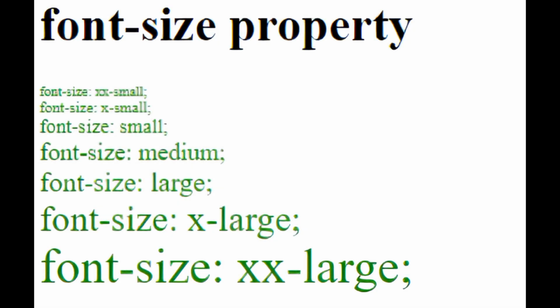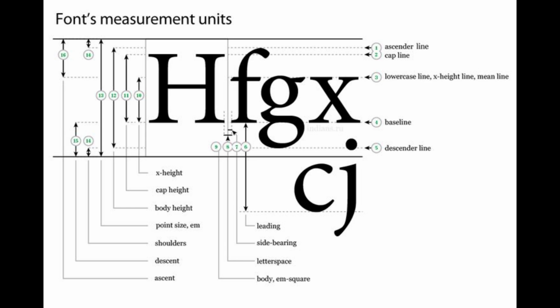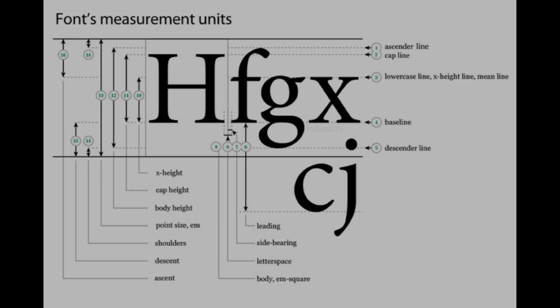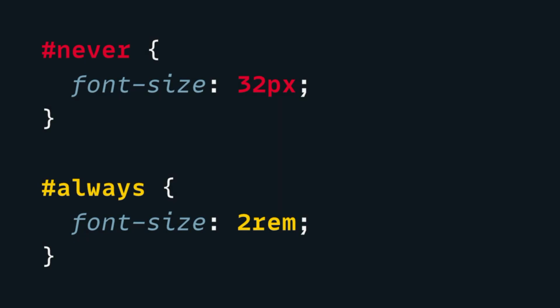Font size. The font size property in CSS is used to specify the height of the font. It affects the size of the text of an element. Its default value is medium and can be applied to every element. The values of this property include XX small, X small, etc., as well as absolute units like pixels and relative units like em and rem.